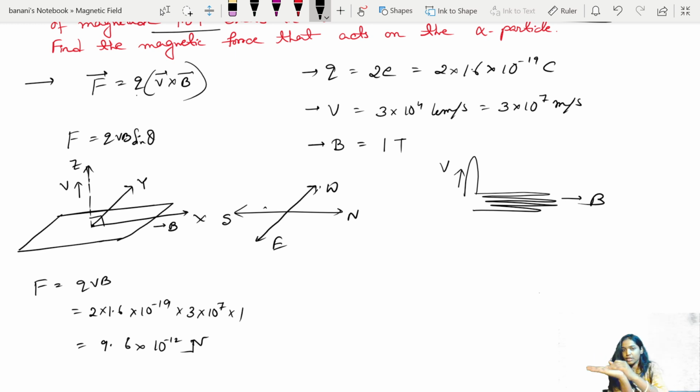That means for this direction, if the fingers point north, and the thumb points up, then the direction will be along the west, or towards the west. So the direction of this magnetic force is along the west. So the direction is towards west. Okay, this is the answer. Thank you.